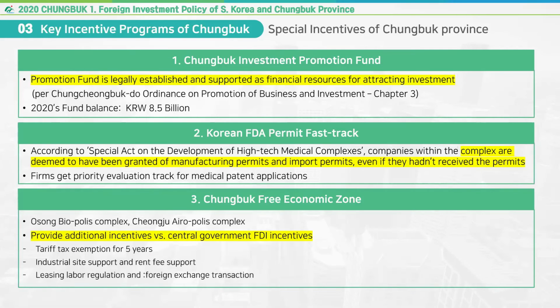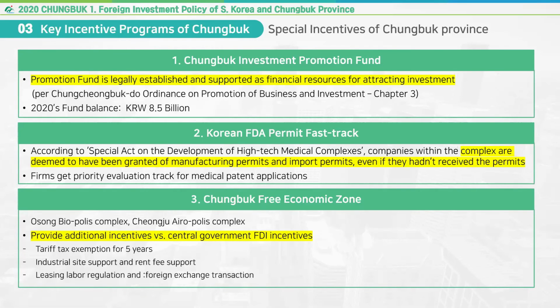Other than the four incentive programs as mentioned previously, Chungbuk has additional incentives which are legally supported in order to promote foreign investment in the province. The first is the Chungbuk Investment Promotion Fund. It is possible to establish and operate the Investment Promotion Fund in accordance with Chapter 3 of the Chungbuk Business and Investment Promotion Ordinance. What that means is that there is a separate financial resource for promoting FDI with the funding amount of Korean won 8.5 billion at the end of 2020.